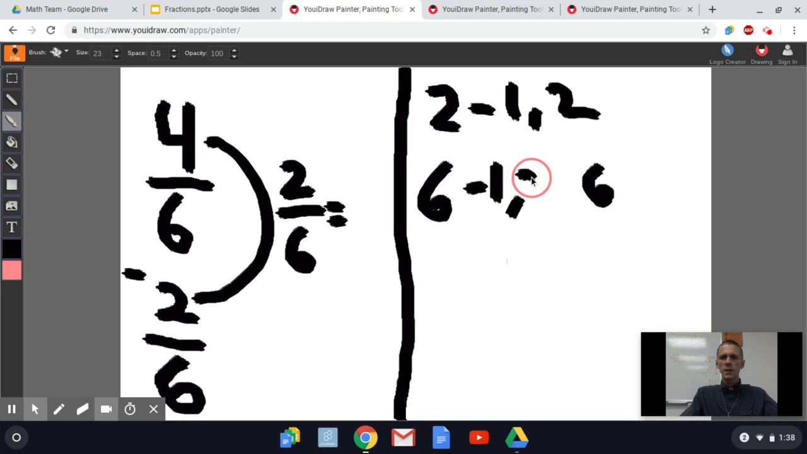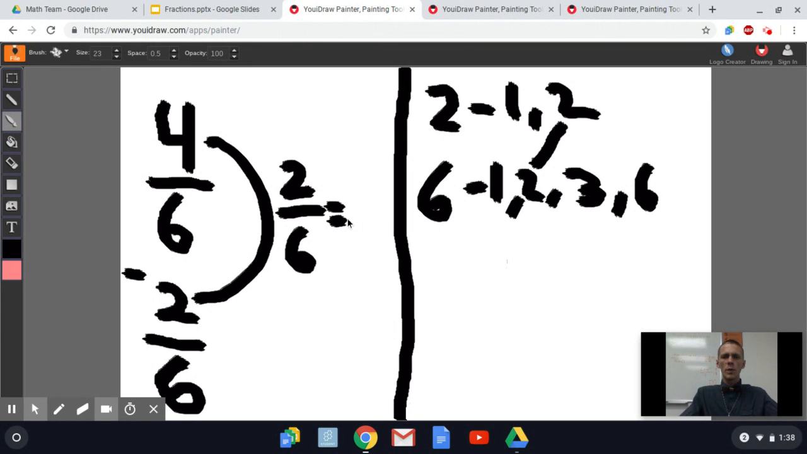And I also know that 2 times, let me erase this over here real quick so we can fit that in. Now I know 2 times 3 is also 6. And again, 1 times 6 is 6. Now what we want to do is find the common factor. There we go. So there's our common factor, 2.